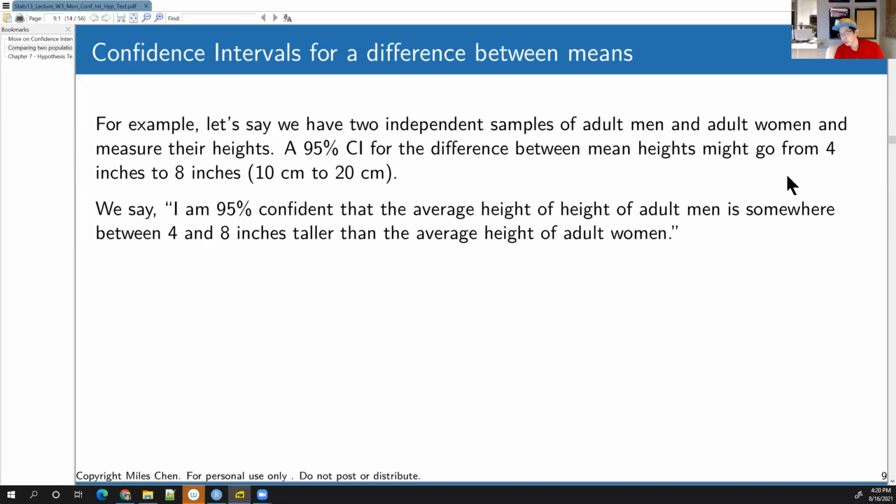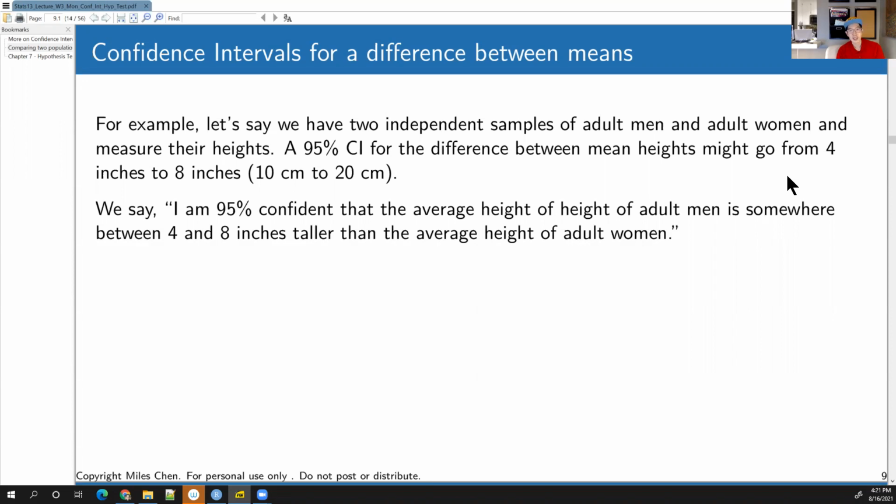And what that means is we're going to say something like this. The interpretation of that confidence interval would be, I'm 95% confident that the average height of adult men in the population is somewhere between 4 to 8 inches taller than the average height of adult women. We're not saying anything about individual men or individual women, or about the sample of men or the sample of women, or even the mean height of men or the mean height of women. We're only saying something about the difference between mean heights.